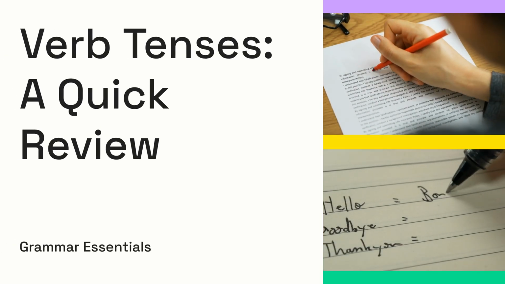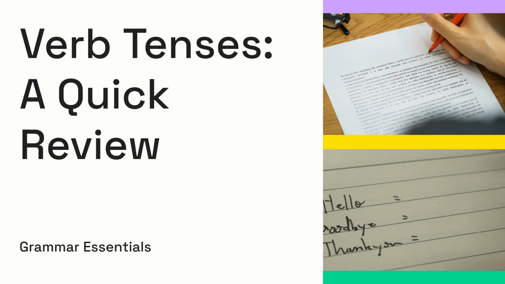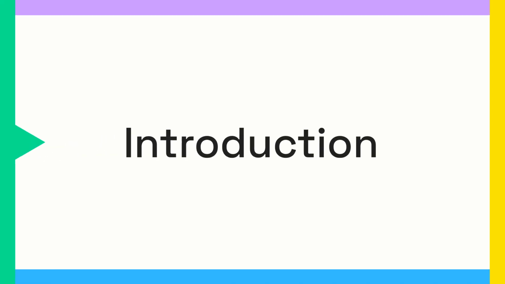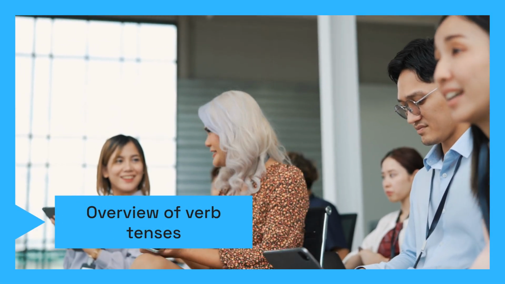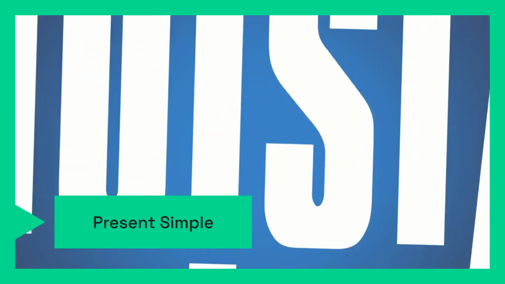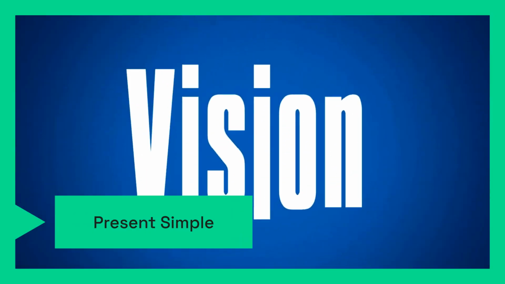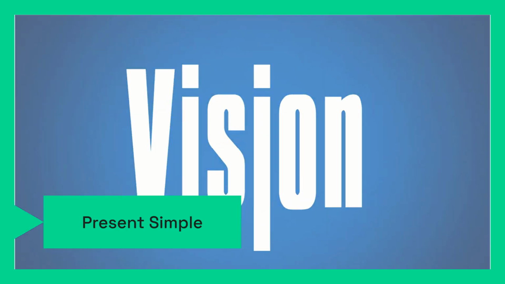Understanding verb tenses is fundamental to clear and effective communication in English. In this video, we'll go over the present simple, present continuous, past simple, past continuous, and the distinction between state and dynamic verbs. We'll cover the structure and usage of each tense, providing examples to make it easy to understand. Let's start with the present simple tense, one of the most commonly used tenses in English.